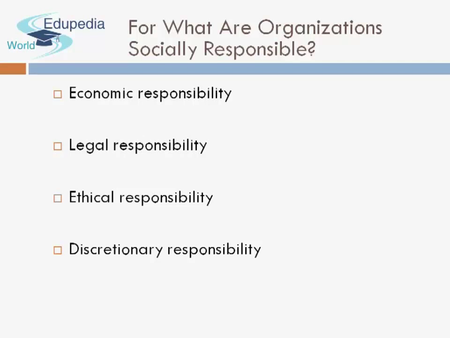For example, if you're doing any CSR activity, like recently when in Nepal there was an earthquake, Samsung came up and they did a lot of rehabilitation activities in Nepal. So that comes under the discretionary responsibility. That is apart from economic, legal, and ethical. Any such thing which is done by the organization for the benefit of the society comes under the discretionary responsibility.